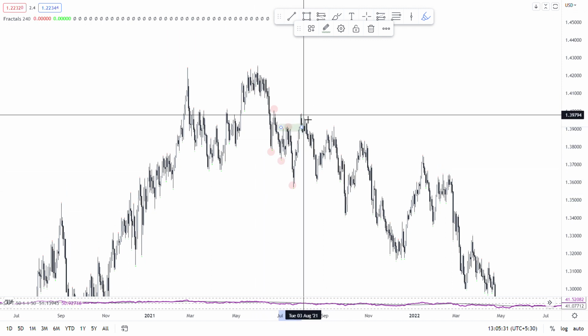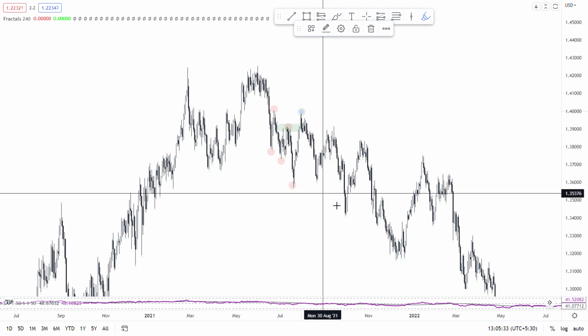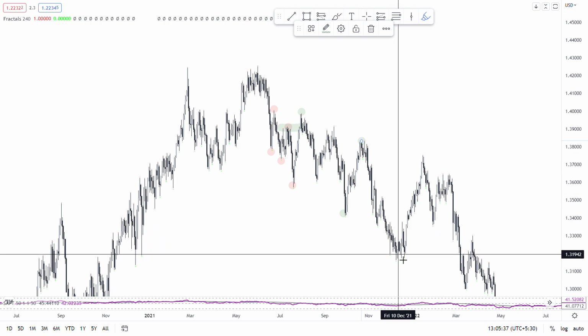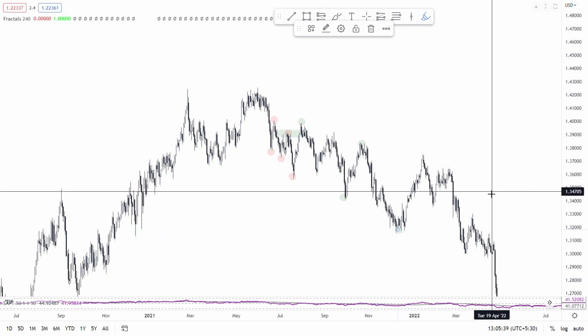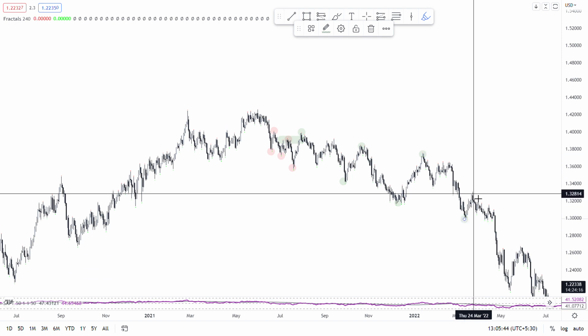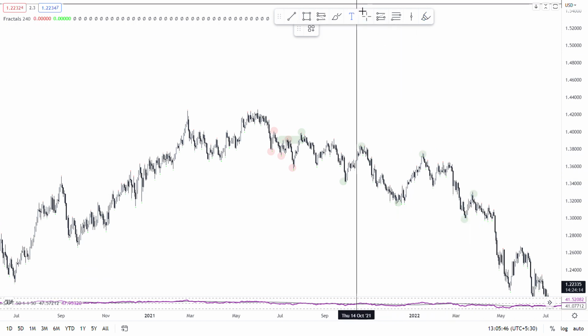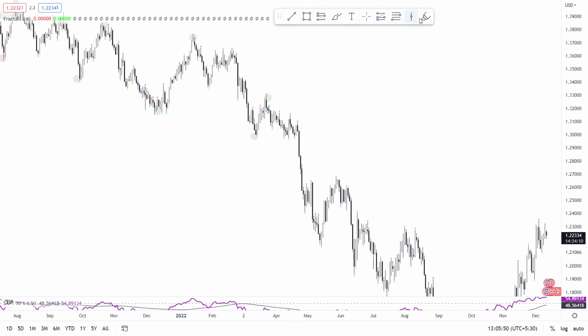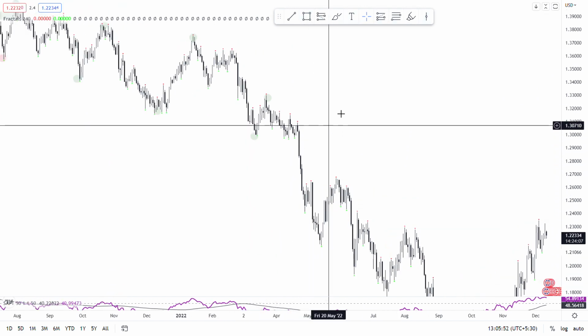Okay, and again we follow the money. This is the new structure point. This is the new structure point. See, if we follow the money, same thing happened.